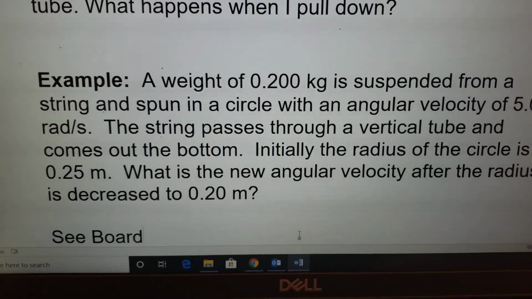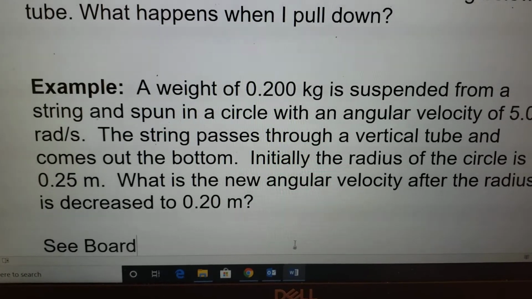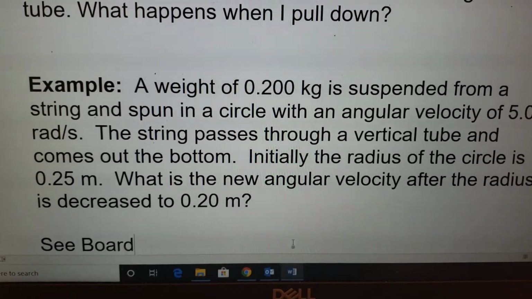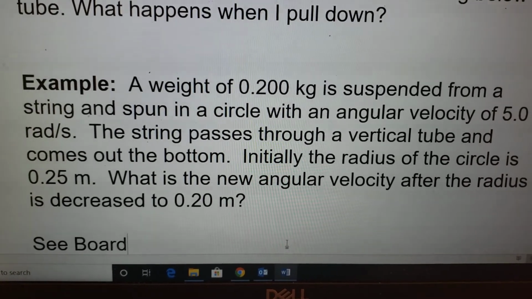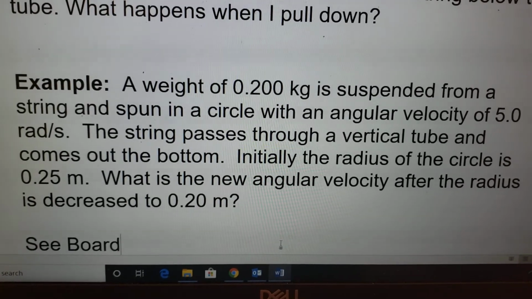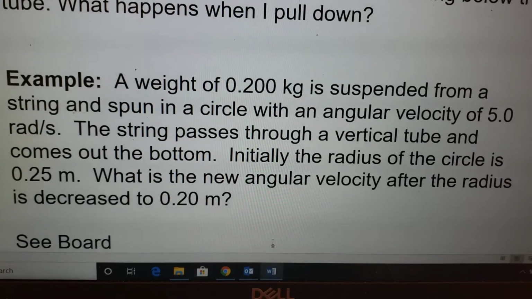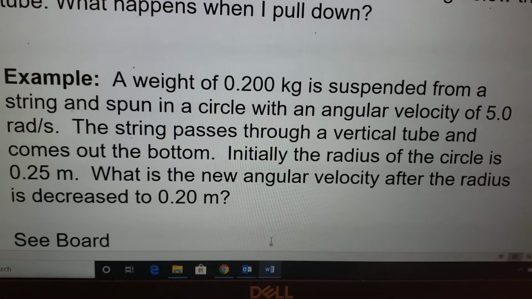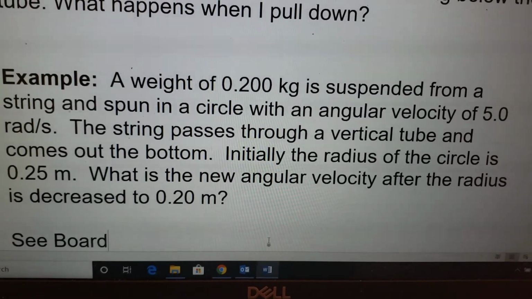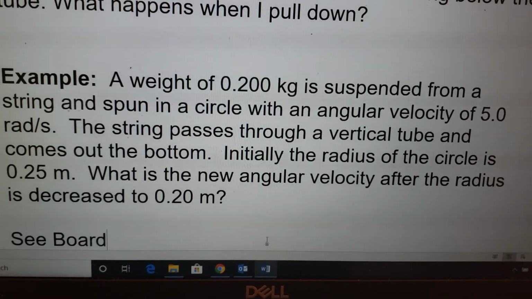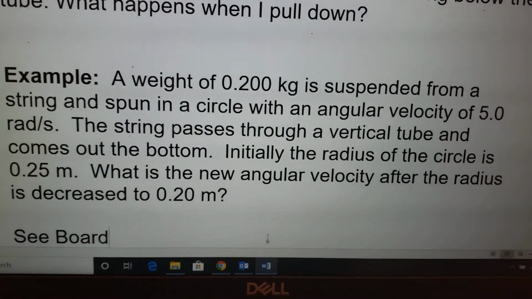9.1-2 final example problem number 1. A weight of 0.200 kilograms is suspended from a string and spun in a circle with an angular velocity of 5.0 radians per second. The string passes through a vertical tube and comes out the bottom. Initially, the radius of the circle is 0.25 meters. What is the new angular velocity after the radius is decreased to 0.20 meters?